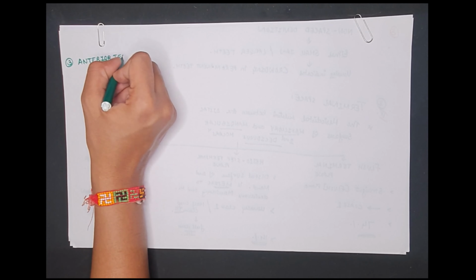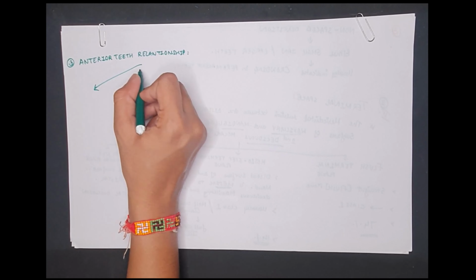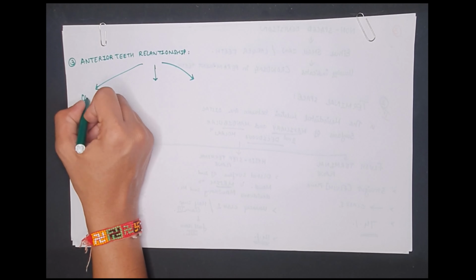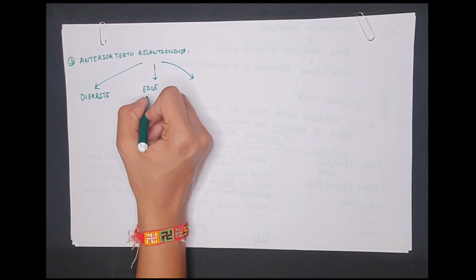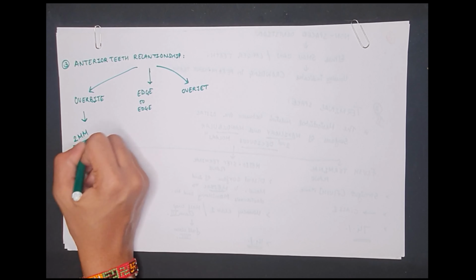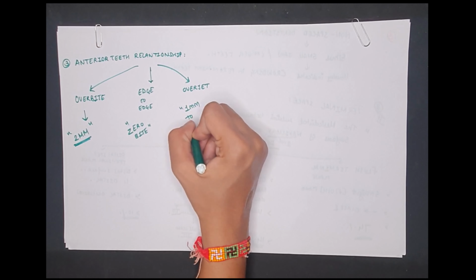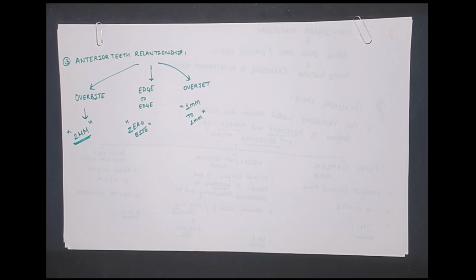Now, anterior teeth relationship has three things to be noticed, that is overbite, overjet and edge to edge. Now discussing what is overbite, it is usually 2 mm, edge to edge is 0 bite and the overjet is 1 mm. Let's discuss the definition of what it is.